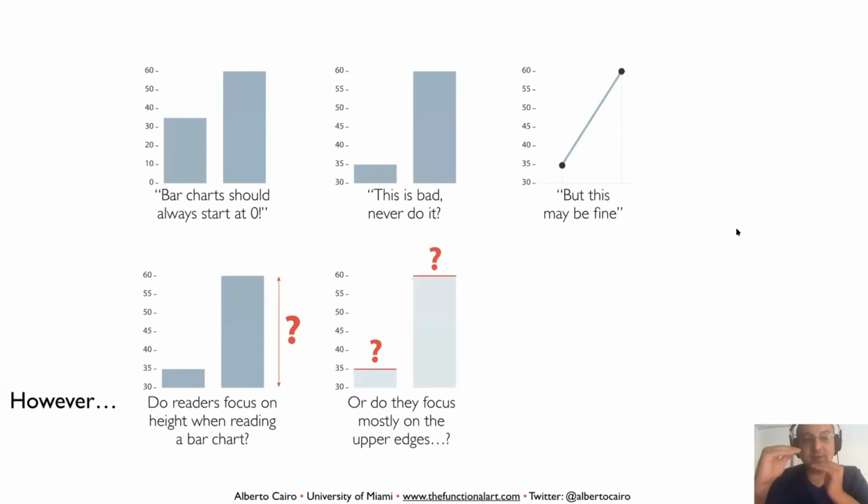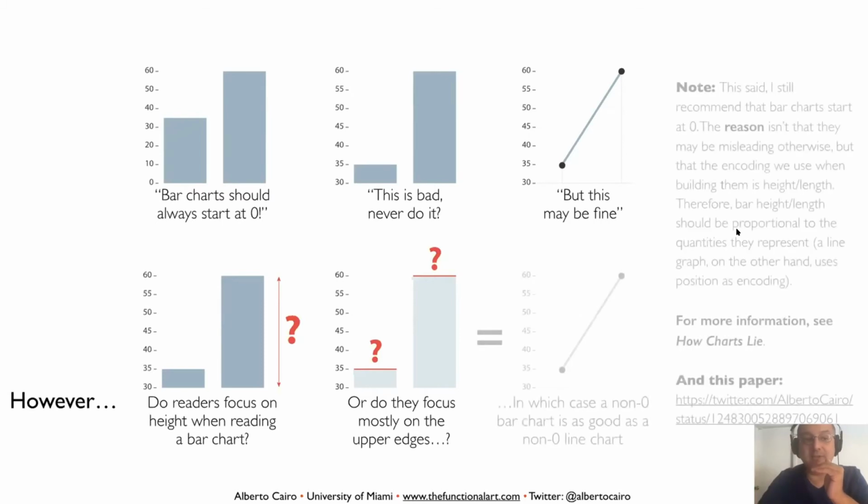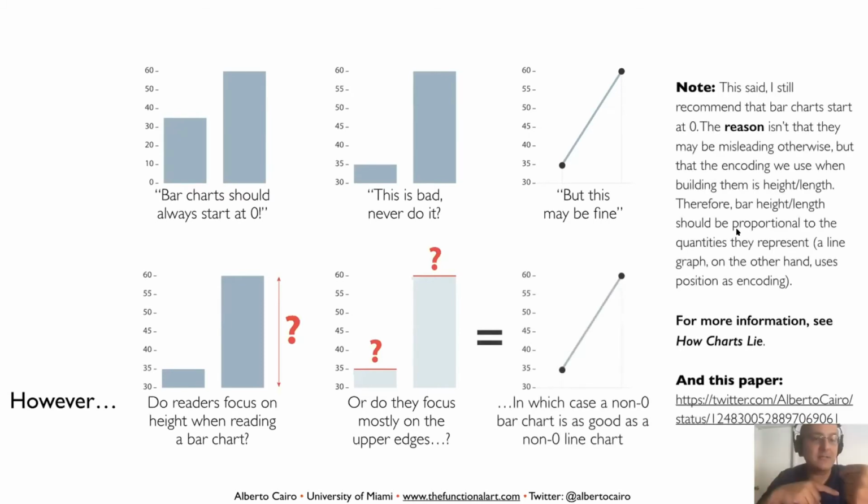Because if they only focus on the upper edge of the bar graph, there is really not a difference between truncating the y-axis of the bar chart or truncating the axis of the line chart. There is no difference at all. So if it is right in one case, it will be right in the other case. And if it is wrong in one case, it will also be wrong in the other case. However, I still recommend not to truncate the axis of a bar graph. But this has nothing to do with distortion. It has nothing to do with lying to people. It has to do with mere logic, the logic of encoding, right?